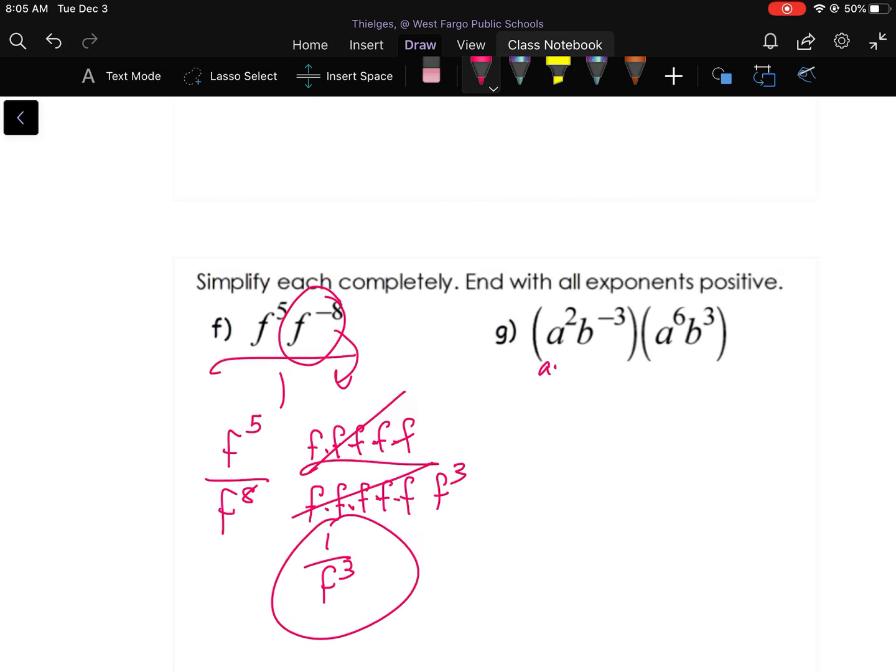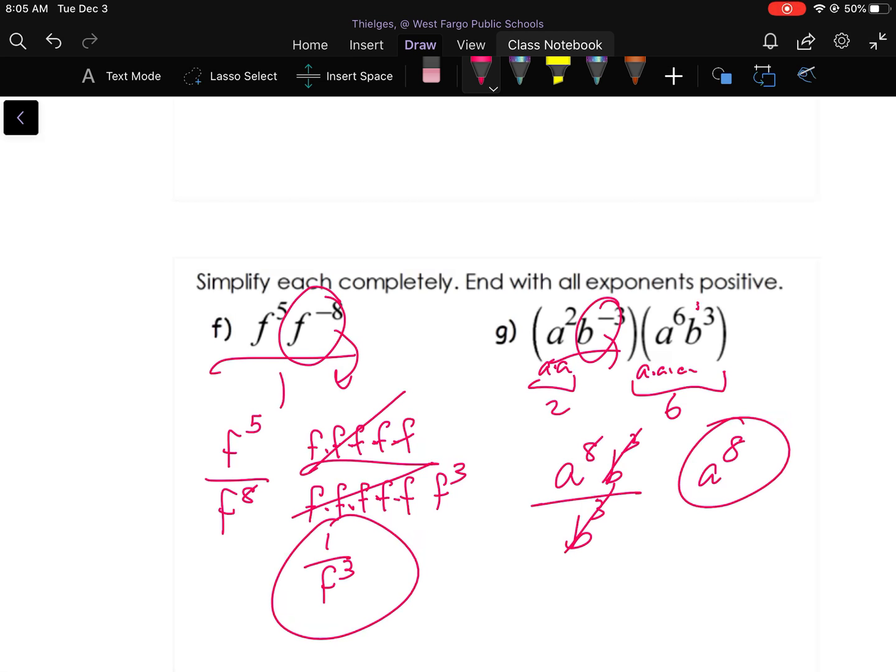I got a times a right here. I got a times a times a, basically 6 times. So if I've got 2 of them here, 6 over there, I got a to the 8th. Okay. I could take and move this down to the bottom, but that stays on the top. B to the 3rd, b to the 3rd, they're going to cancel out, so you're left with a to the 8th.